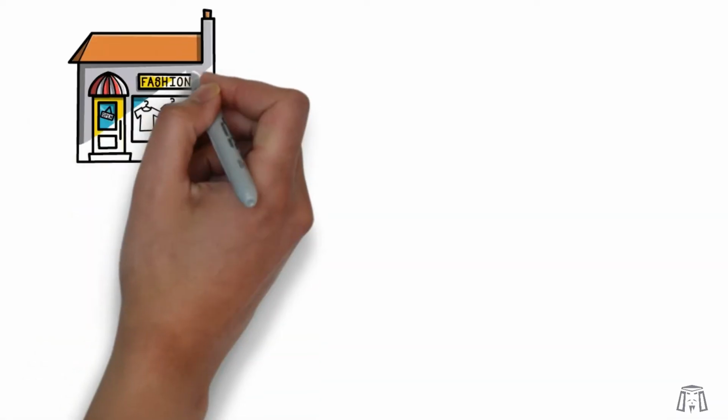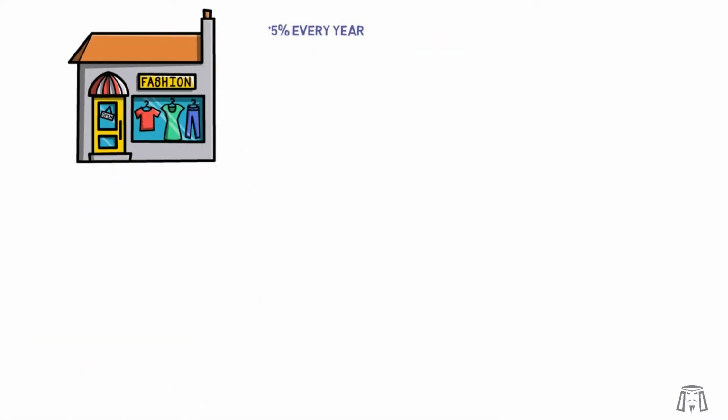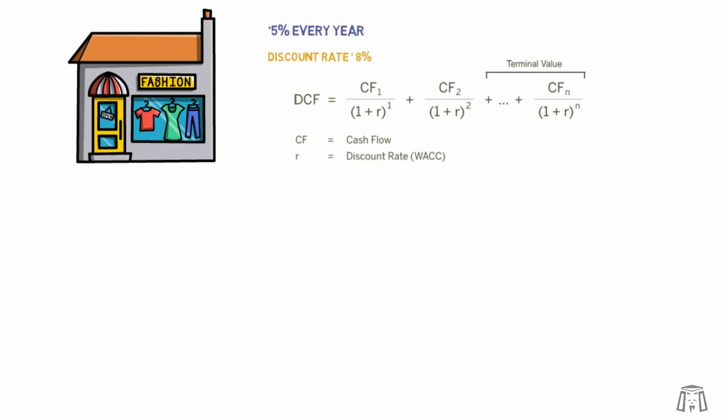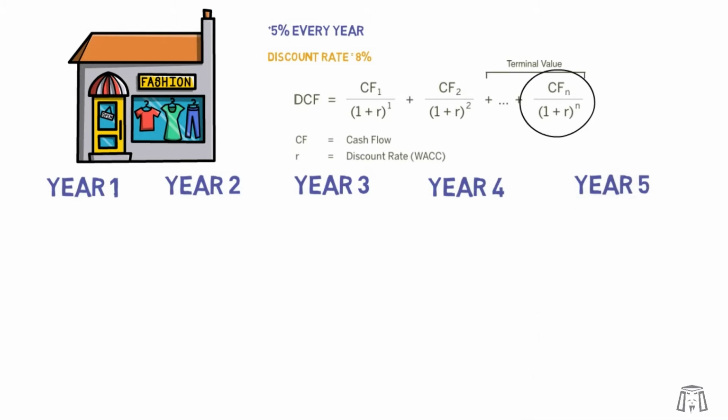So we can make an example here. Let's say you own this shop. The shop has a cash flow that goes up 5% every year. The discount rate is 8%. So we're gonna use the formula right now. Let's say for year 1, 2, 3, 4 and 5.